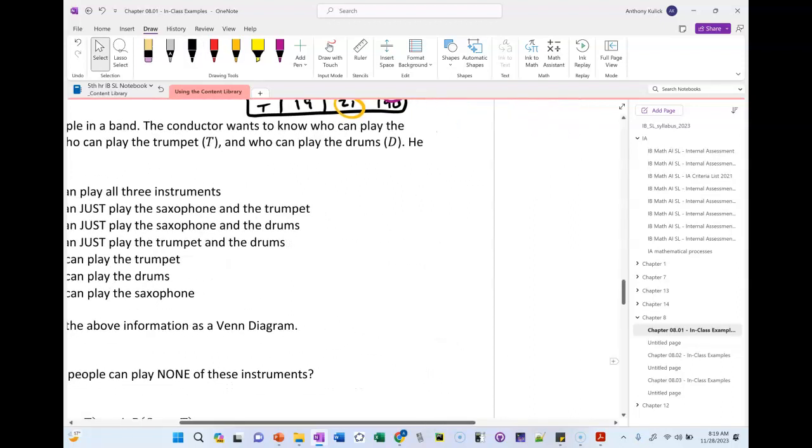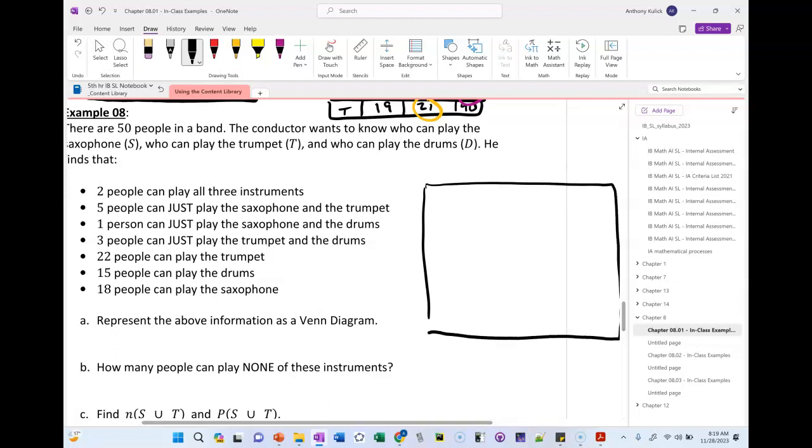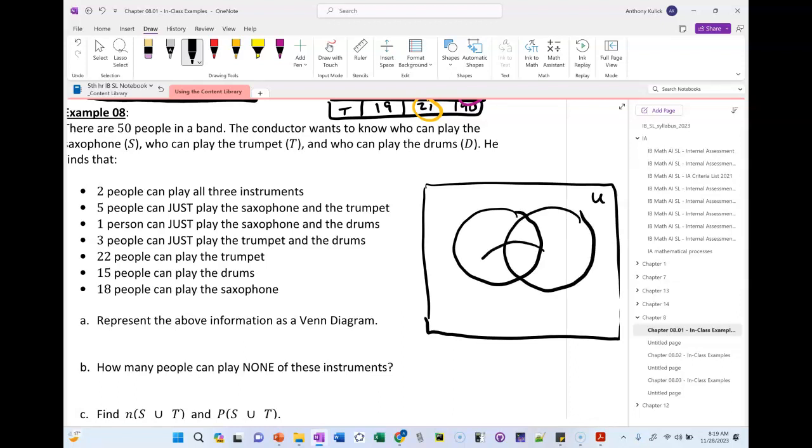How are we going to need to draw this Venn diagram? Hopefully it feels pretty natural that I'm going to need 3 circles. What are the 3 circles for? Saxophone, trumpet, drums. Okay. What goes in the triple intersection? 2.